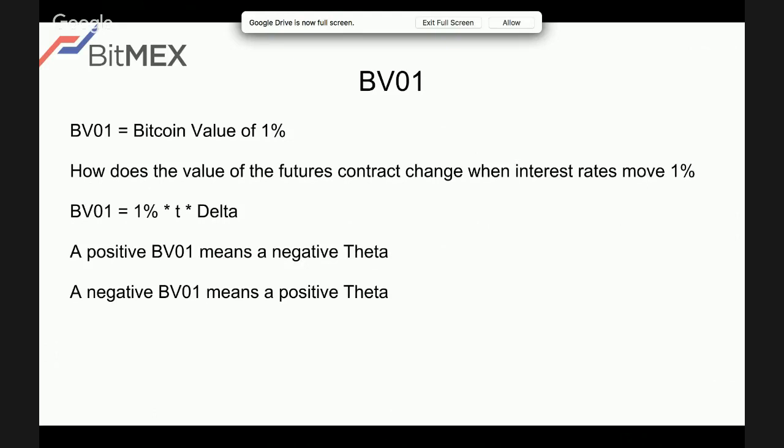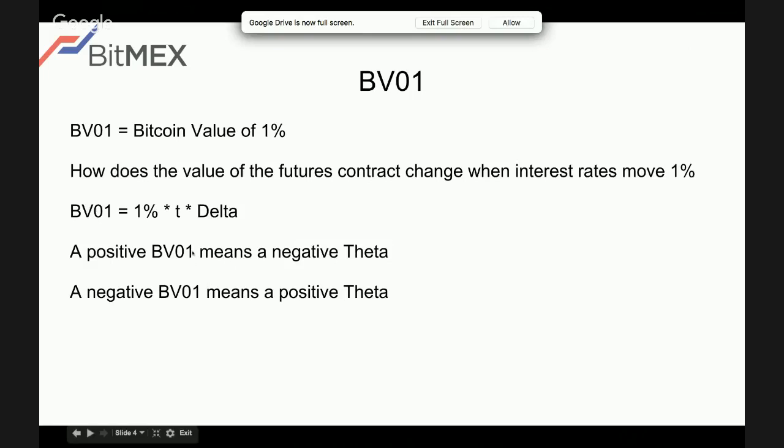You want to know how the value of your futures contract changes when the interest rates move up or down by 1%. Basically, this is the time value component of your futures contract, the interest rate component. So BV01 is just taking 1% times your T, which is the days to expiry divided by 365, times your delta. Remember, delta is calculated at the spot price.